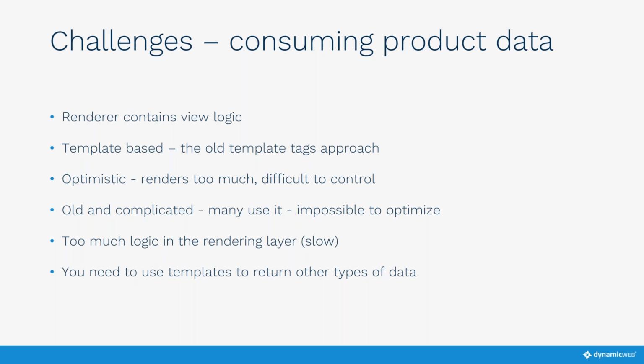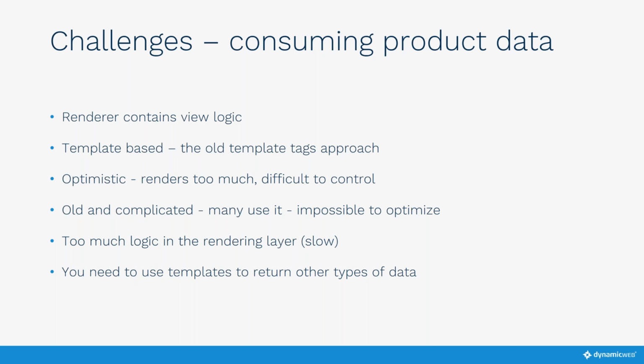And also it's old. It's been around for 13 or 14 years now, the old product catalog and the rendering. And it's getting complicated because a lot of new features have been added, and we have a lot of you using this. So it's very difficult for us to optimize it and change it in any way, because there are always solutions that are using some of these features. And also, there's way too much logic in the rendering layer, which makes it relatively slow compared to what we could achieve.